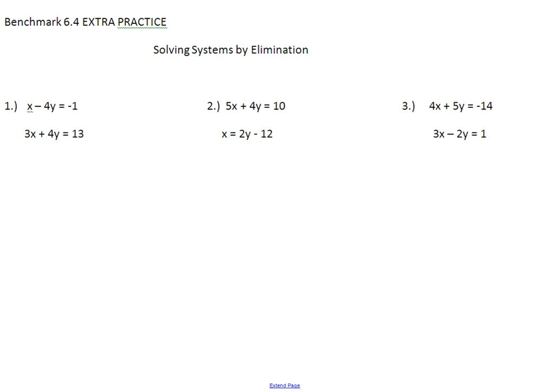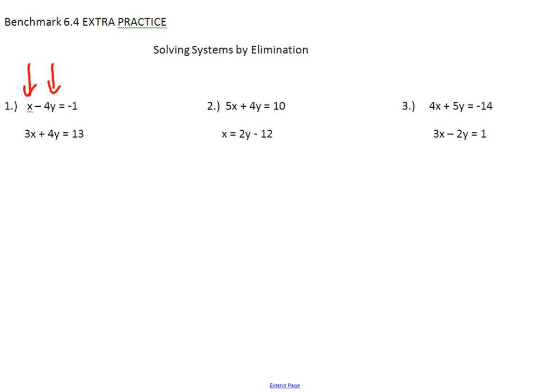Algebra benchmark 6.4, solving systems by elimination. When we eliminate a variable, we need to make sure that the x's are lined up or the y's are lined up. So be sure that here, the two x's are lined up and down vertically, and the y's are also lined up that way.